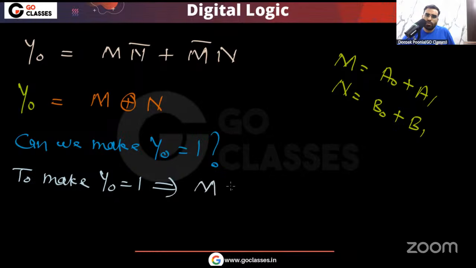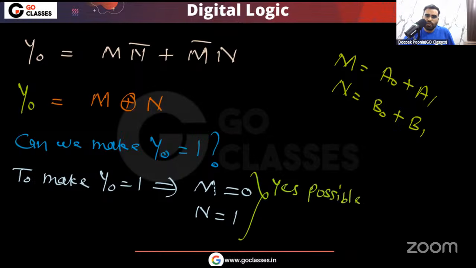Yes or no? So m and n must be different. Means I can say that I can make m 0 and n 1, or I can make m 1 and n 0, right? Yes or no? Okay, so let's see. Can I make y0 equal to 1? To make y0 equal to 1, m and n must be different. So let's see, can I make m 0 and n 1? So yes, I can do that. Yes, possible.